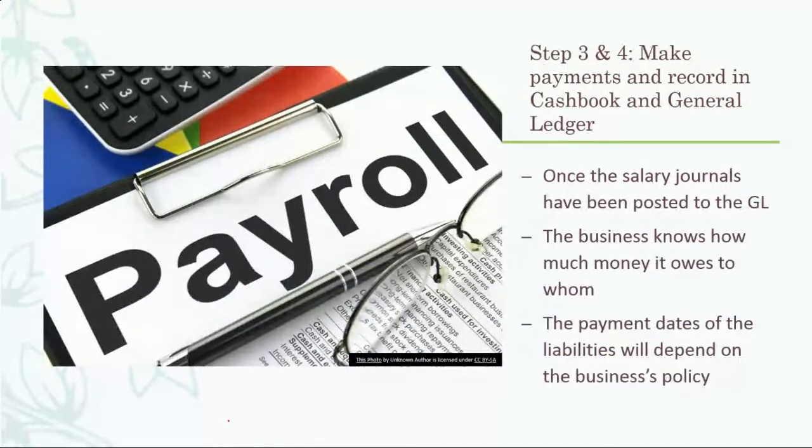Now, once your salary journals are finalized, you take the totals and you post those columns to the general ledger. We do this so that the business knows how much money it owes and to which individual. And then the payment dates of the liabilities will depend on your policy. So the taxes and your net salary can be paid on different dates, and you just need to take that into account when you do your general ledger accounts. There might be two payment dates that need to be reflected.